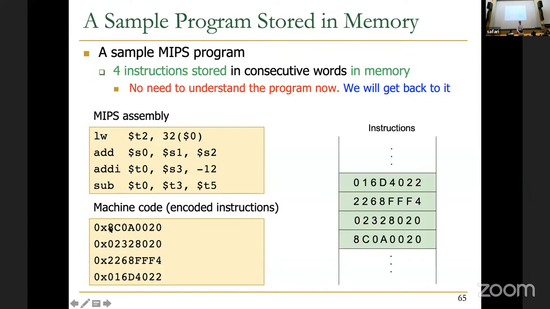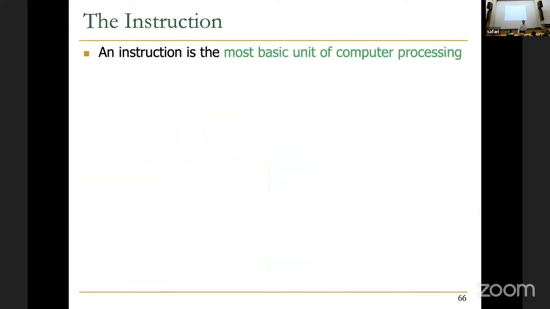And the instructions are laid out like this inside memory. So it looks like this, for example. The lowest memory location is here, and this is the byte address. Initial address is this. And then each instruction is 4 bytes apart from each other, as you can see. Initially, the program counter points to this instruction. Once that instruction is executed, the program counter goes to the next instruction, and you keep doing this.